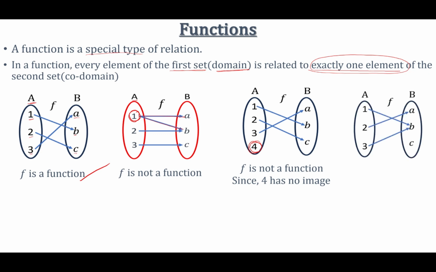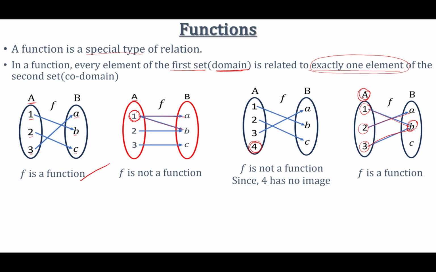Another example. Is this a function? Yes, it is a function, because every element has one image. Check. It has only one image. Yes, this has pre-images too. This is possible, but we need to check only set A. Every element of the first set, which is the domain, has a relation with set B. So this is also a function.